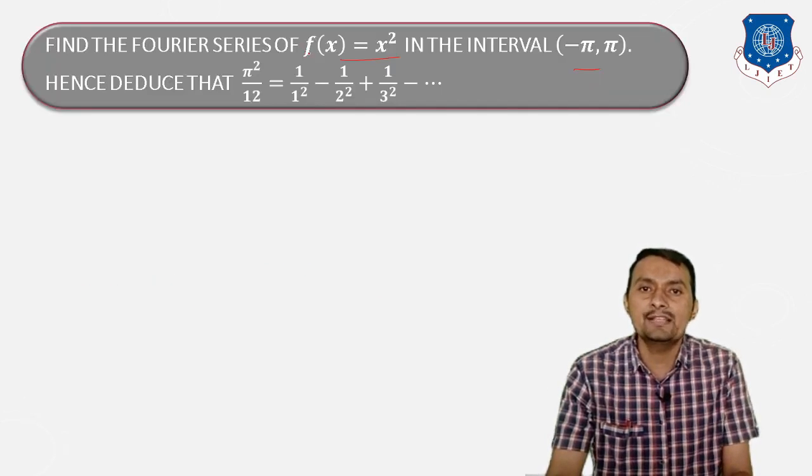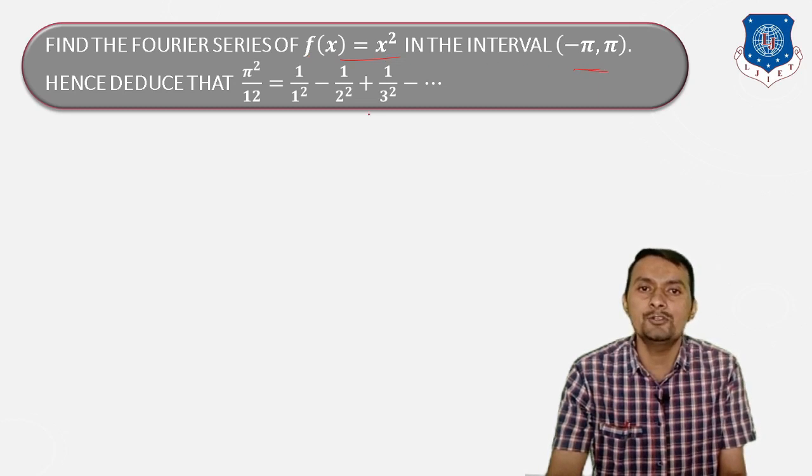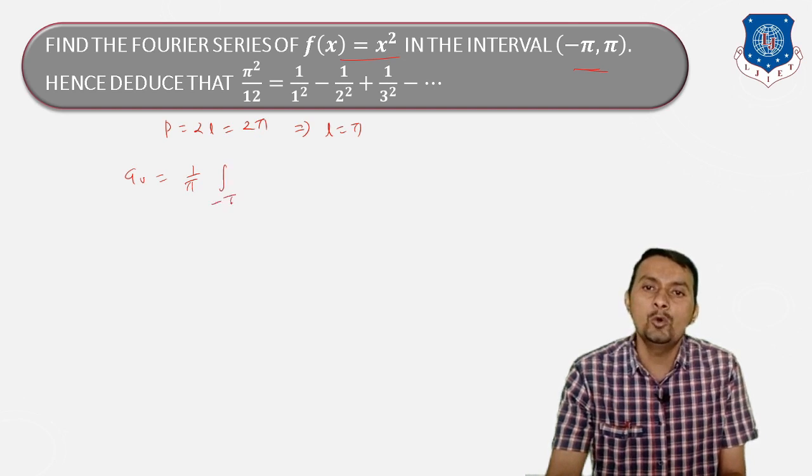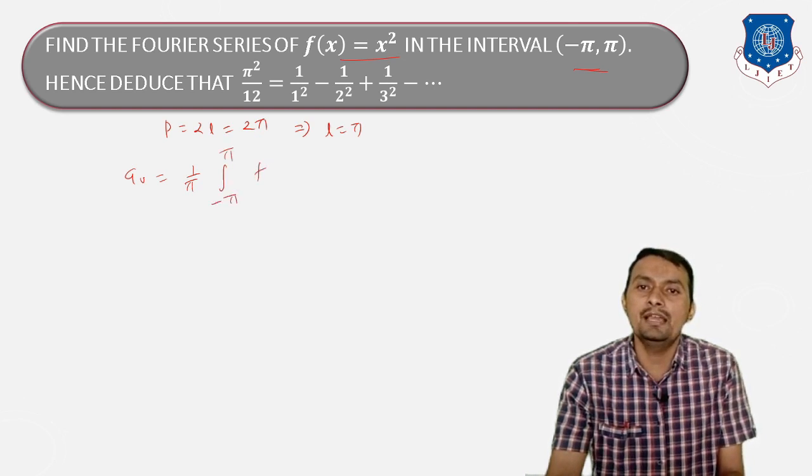f of x is equal to x square, and we want to find the Fourier series in the interval minus pi to plus pi. So here L is equal to pi. Now the question is, what will be a0? It is 1 divided by L, that is pi, integral from lower limit minus pi to upper limit plus pi of f x dx.